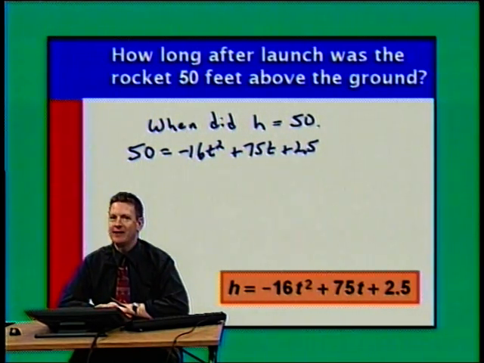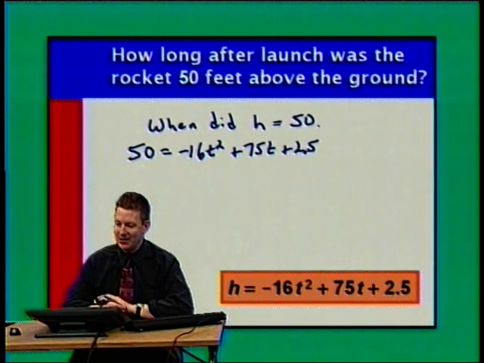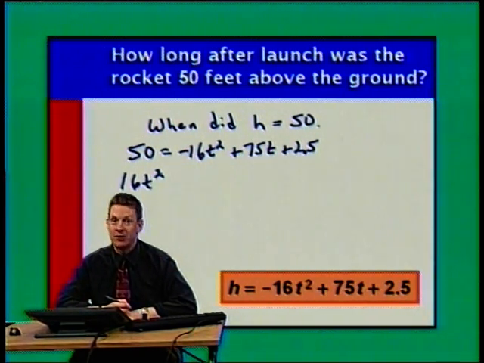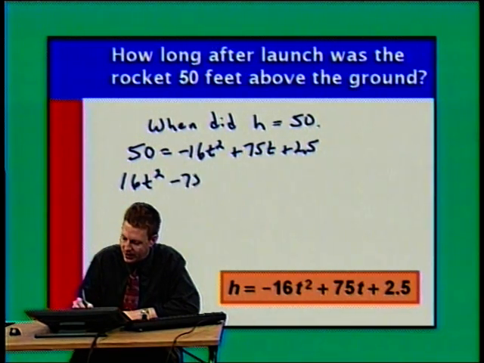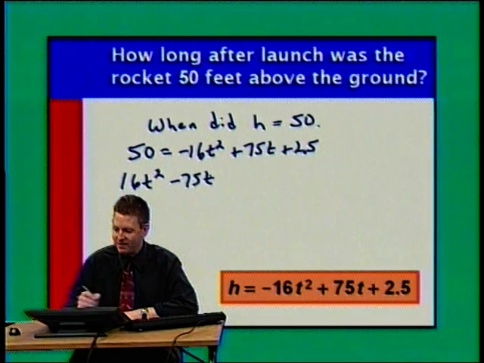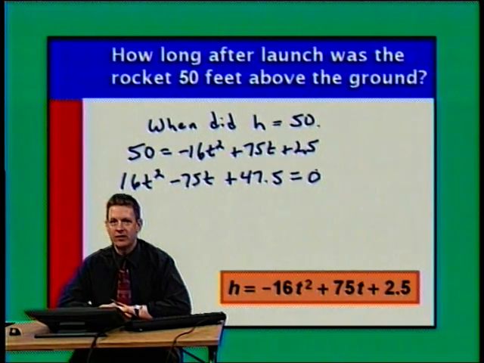My first objective when solving this equation is to make one side of the equation 0. I definitely prefer to have the coefficient on the squared term positive, so I'm going to make the right side of this equation 0. Adding 16t squared to both sides of the equation, I have 16t squared. Subtracting 75 from both sides of the equation, I have minus 75t. And subtracting 2.5 from both sides of the equation, I have plus 47.5. And all this equals 0.